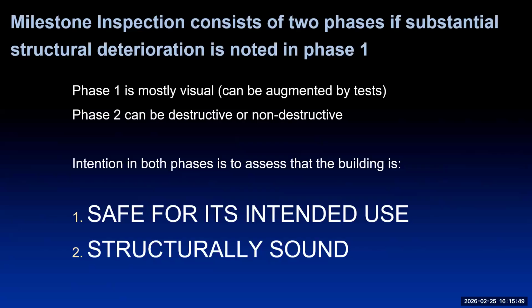So the milestone inspection that exists in Florida at the moment consists of two phases. If structural deterioration is noted in phase one, which is mostly visual, then you go on to do a more detailed investigation in phase two. The intention in both phases is to assess that the building is safe for its intended use and structurally sound. However, saying that something is safe or not safe is something that is incredibly difficult to do.